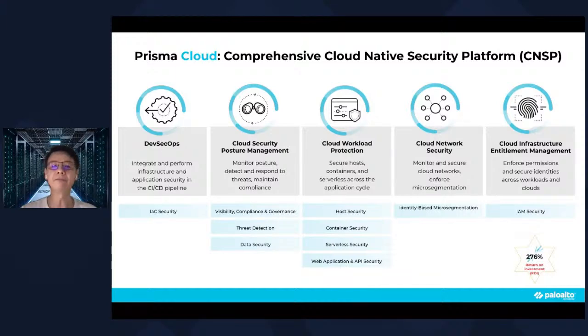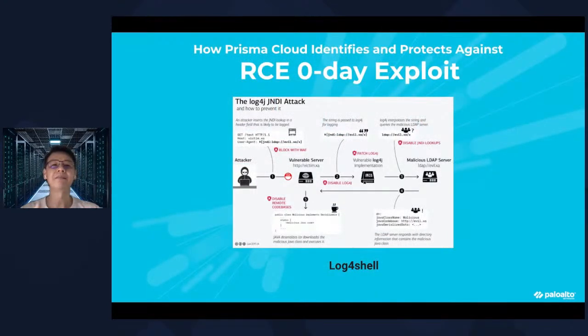Now I'm going to bring up one use case: how we identify and protect against a remote code execution 0-day exploit. I think people here have heard about Log4Shell, right? That happened last year. With this exploit, I got calls from customers and partners asking, hey, does Prisma Cloud support this? How do we identify it?